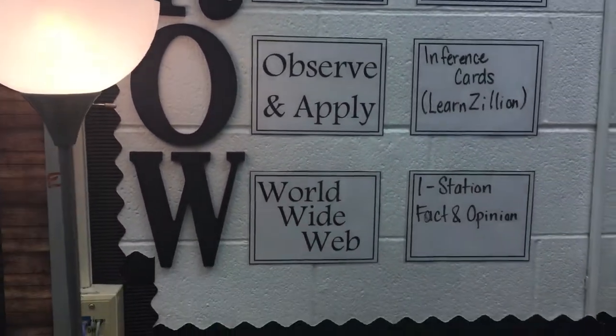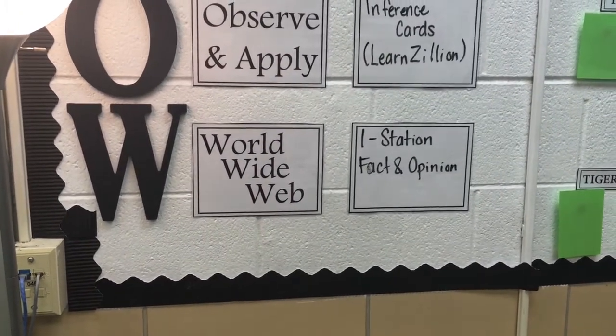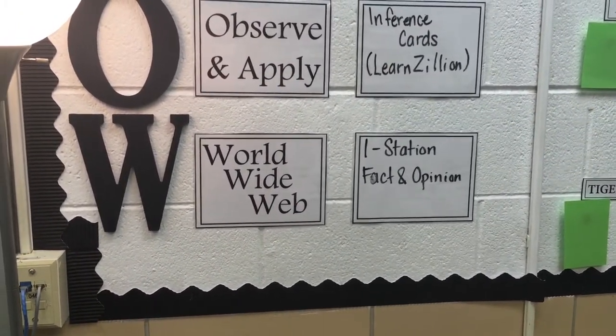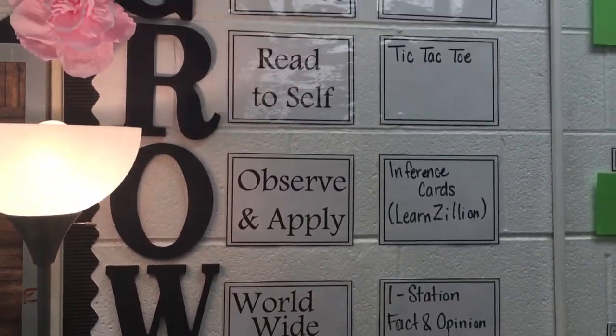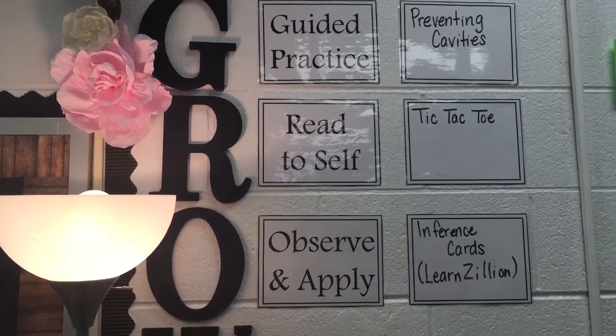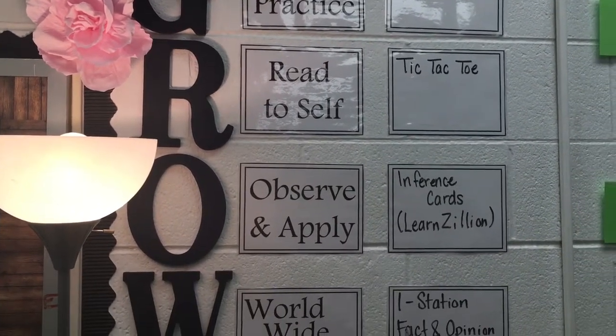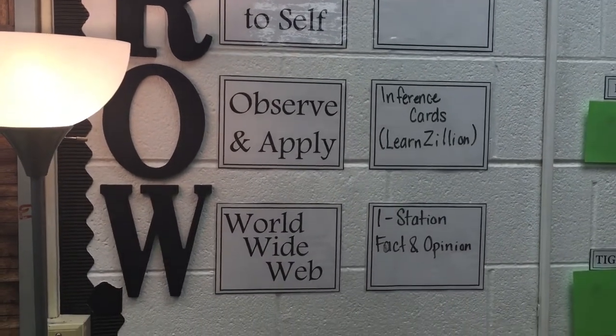I really like it. It took me about 2 weeks to really get a full picture of how I wanted everything to flow and how it would best serve my students. And so the G stands for guided practice, R, read to self, the O is for observe and apply, and then W is basically technology.